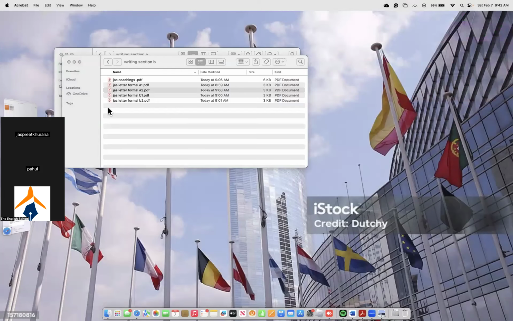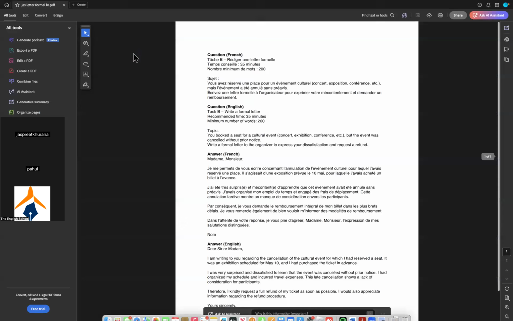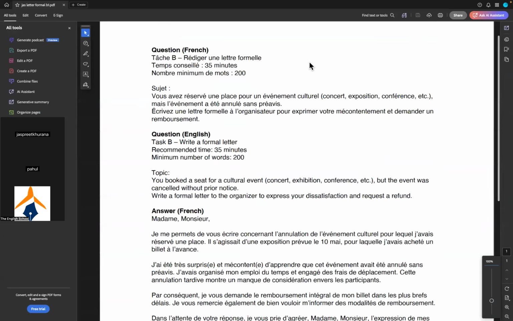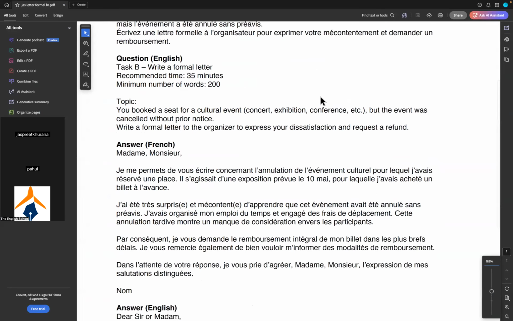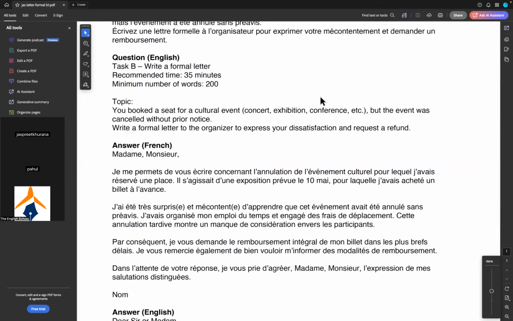Moving down again to level B1, that is the formal level B1. Let me open it. Now, again, you can watch this recording a number of times and then you can get a gist of how to write this.